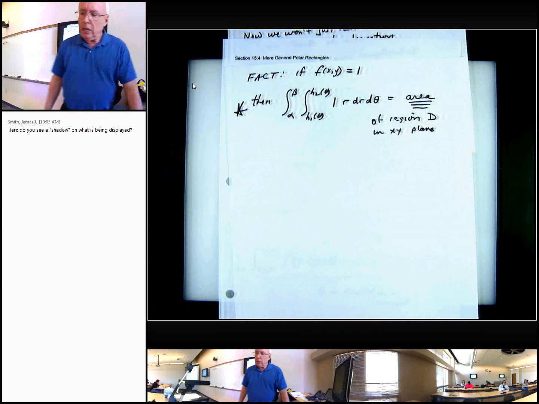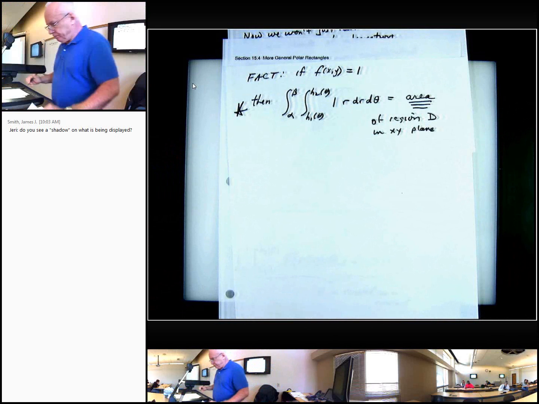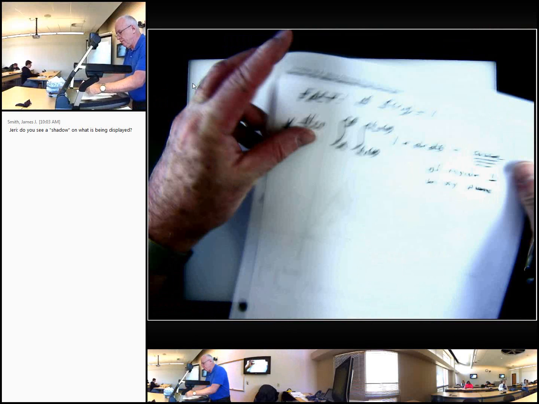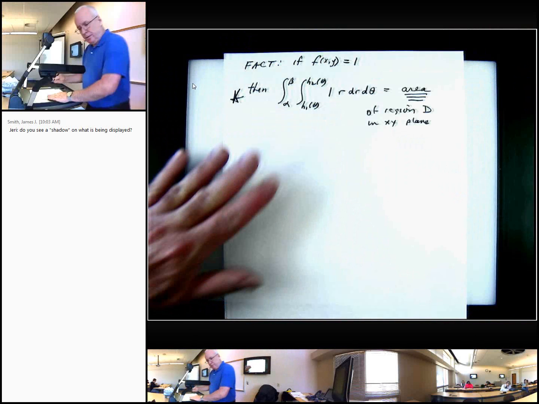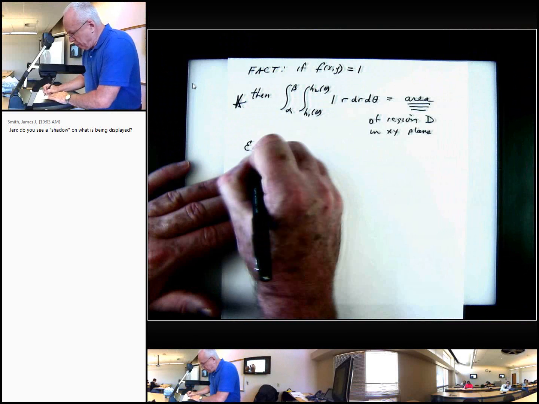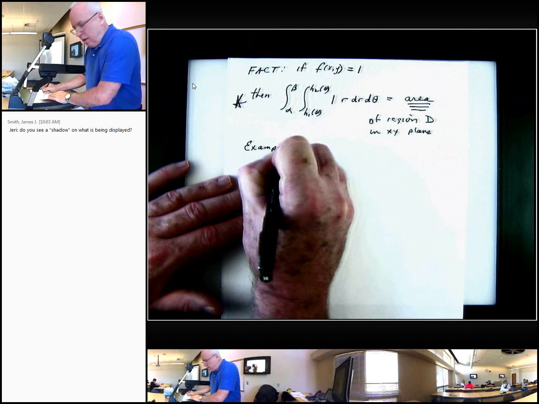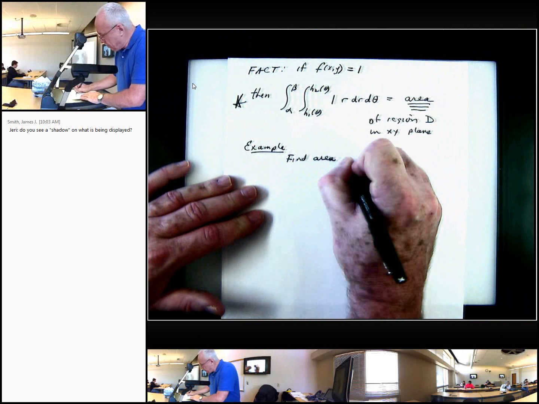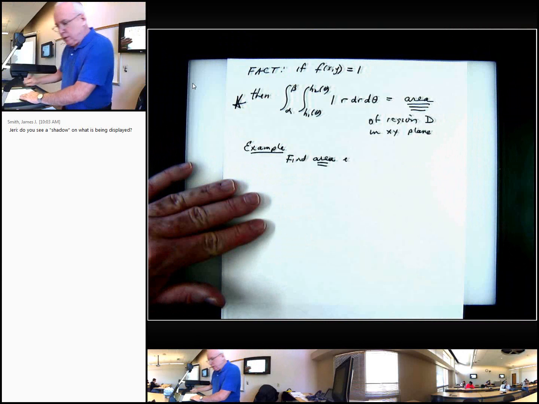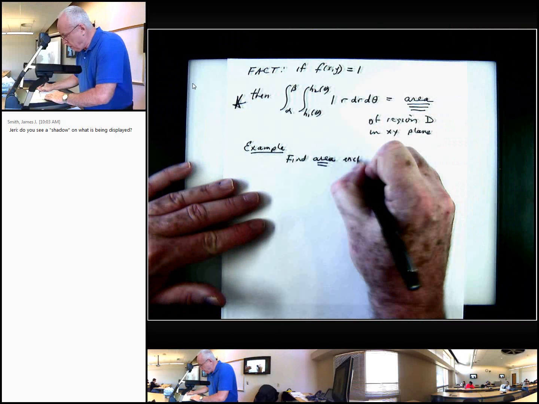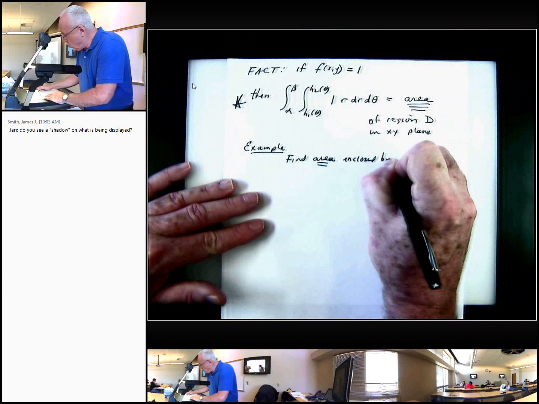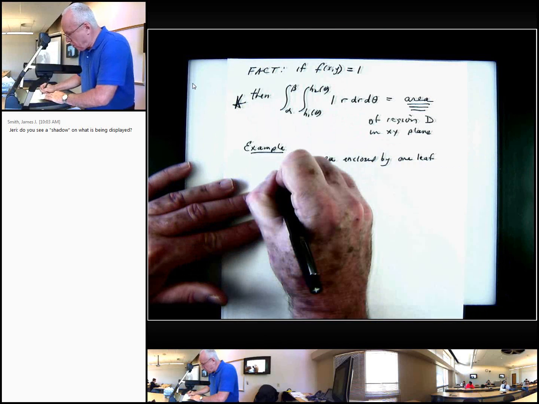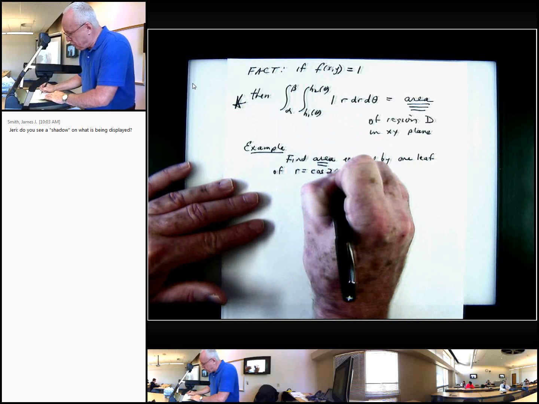All right, so let's look at this example here. Keep that up here. Example: find the area enclosed by one leaf of r equals cosine of 2 theta. I'm going to underline that, area enclosed.